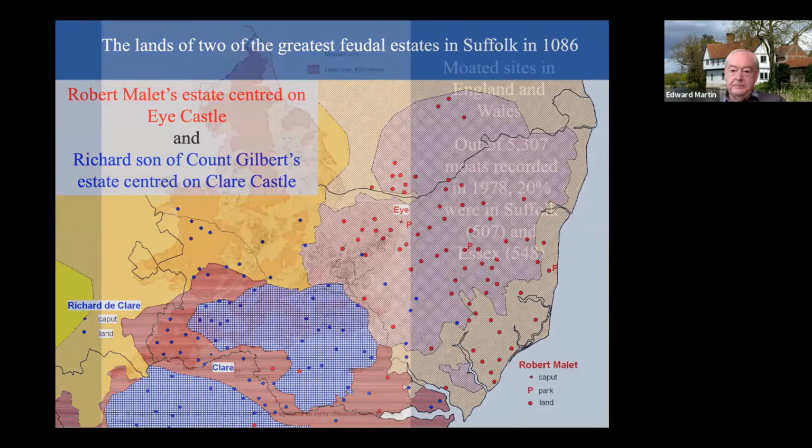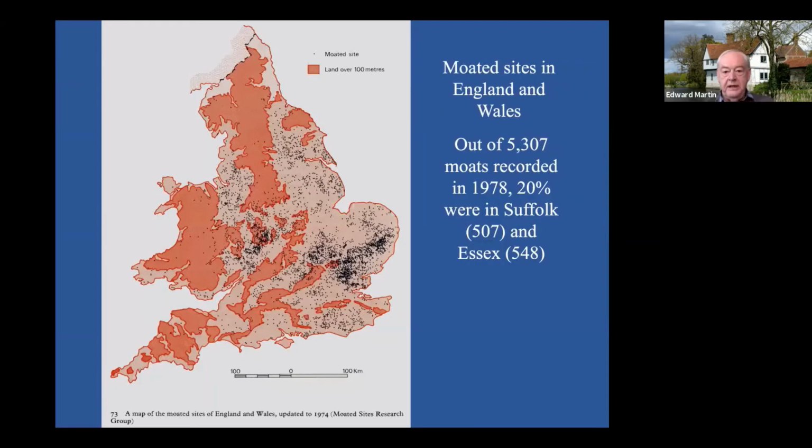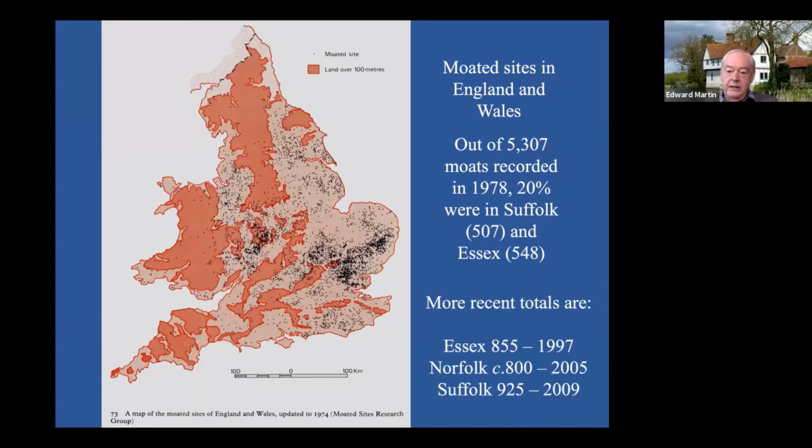craftsmen, etc. The other thing which we have in our region, which is very strong, is moated sites. And we have one of the strongest concentrations of moated sites in England. And this is an old map. We now have, perhaps with Essex, the greatest number of moats in England. And they are part of the landscape.